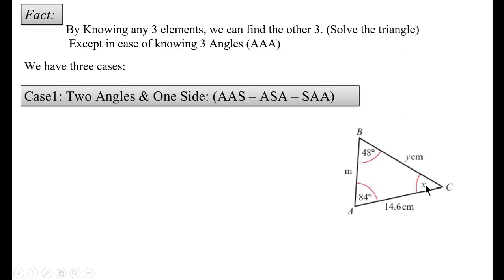First of all, I can get x because the sum of the angles of any triangle adds up to 180. So x equals 180 minus (48 plus 84).